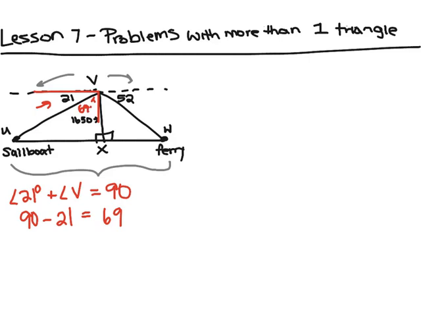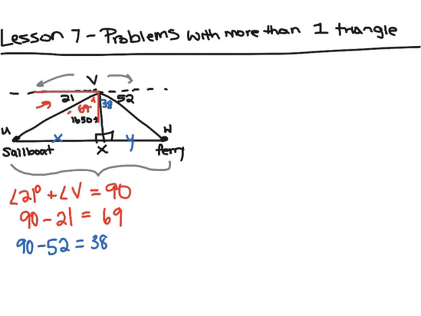We can do the same thing on the other side. So 90 minus 52 is equal to 38 degrees. So we're going to put those in right now. Now we want to find UX and XW and add them together.